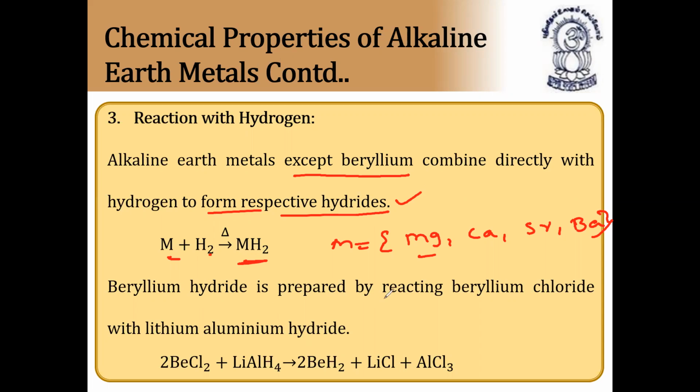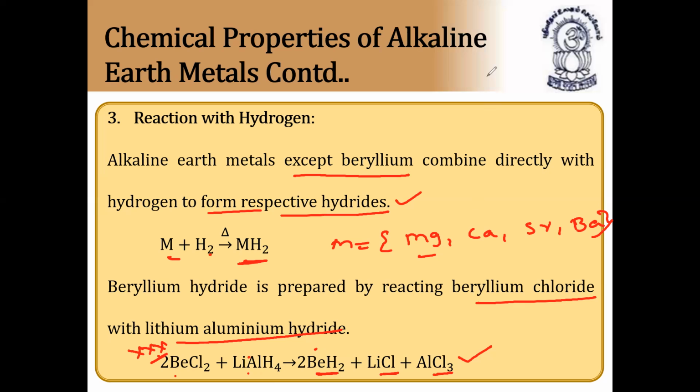Beryllium hydride is prepared by reacting beryllium chloride with lithium aluminum hydride. This reaction is very important. Beryllium chloride with lithium aluminum hydride forms beryllium hydride, lithium chloride, and aluminum chloride. Very, very important, this reaction. Please note down. Definitely they'll ask a question from this equation. So what is the final equation? How is beryllium hydride formed? Beryllium hydride is formed from beryllium chloride on reaction with lithium aluminum hydride, forming beryllium hydride, lithium chloride, and aluminum chloride.